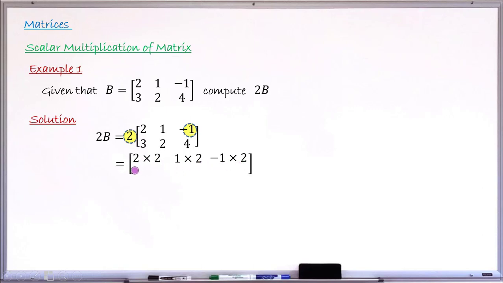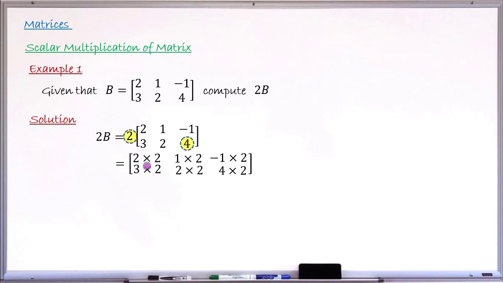Then if I move to the second row, each and every element here is multiplied by the scalar number. Let me do that. So 3 times 2, then 2 times this 2 outside also. Next is 4 times 2. I'm going to do this multiplication so that I will have exactly the entries in my new matrix.